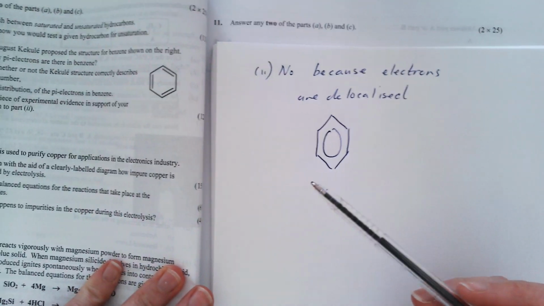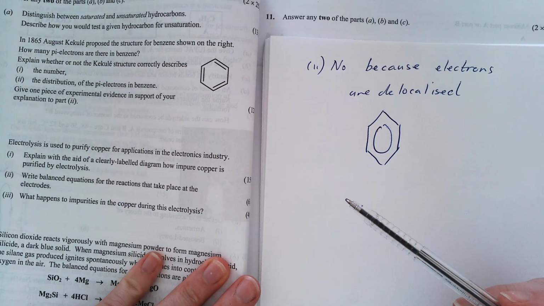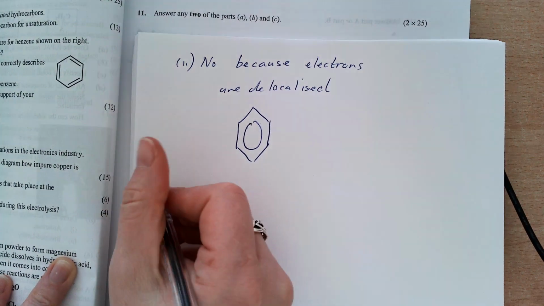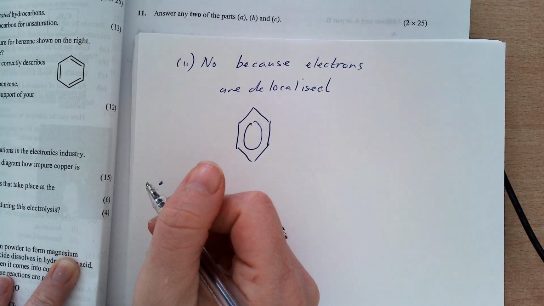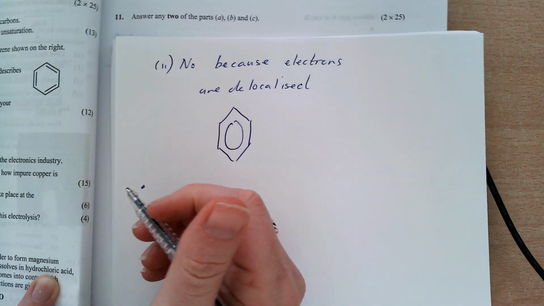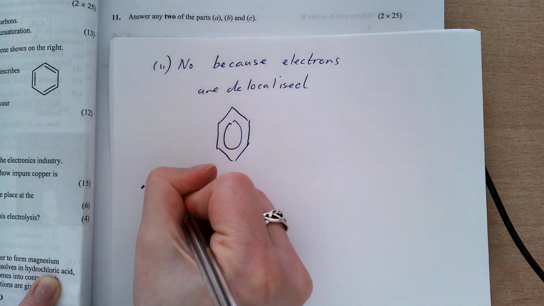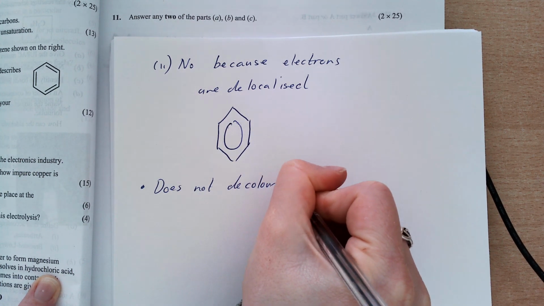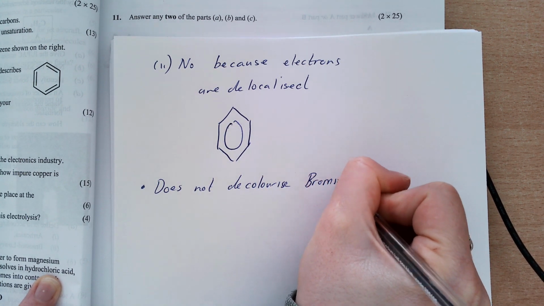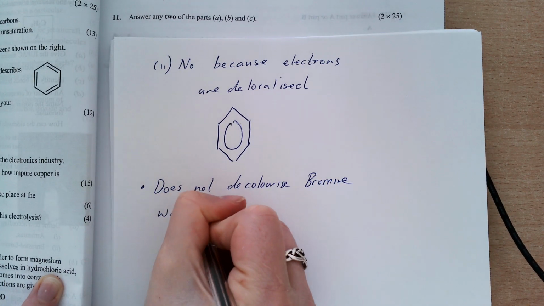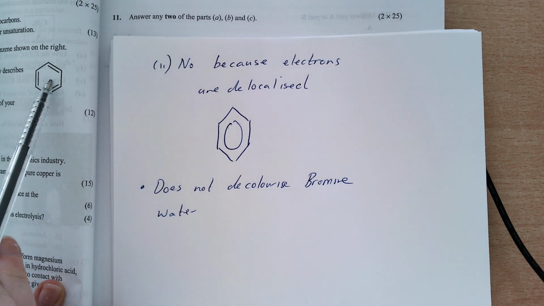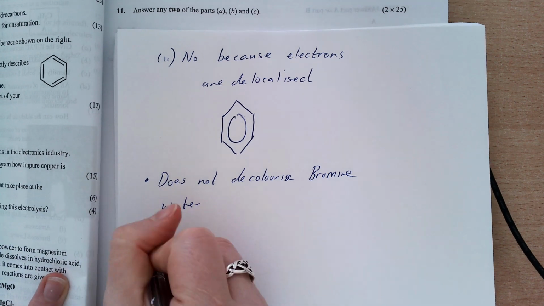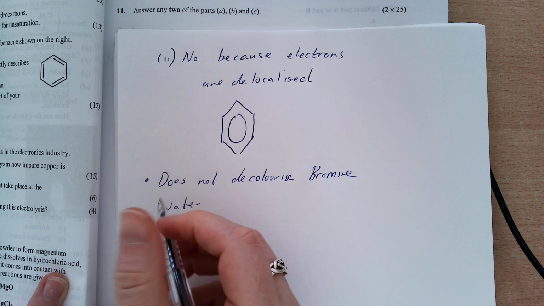The final part of the question then you're asked is, give one piece of experimental evidence in support of your explanation. And I've actually just said that. So the reason why, the biggest one, is that it does not decolorize bromine water. If the Kekule structure was correct, it should decolorize. It doesn't. There's also loads of other ones.